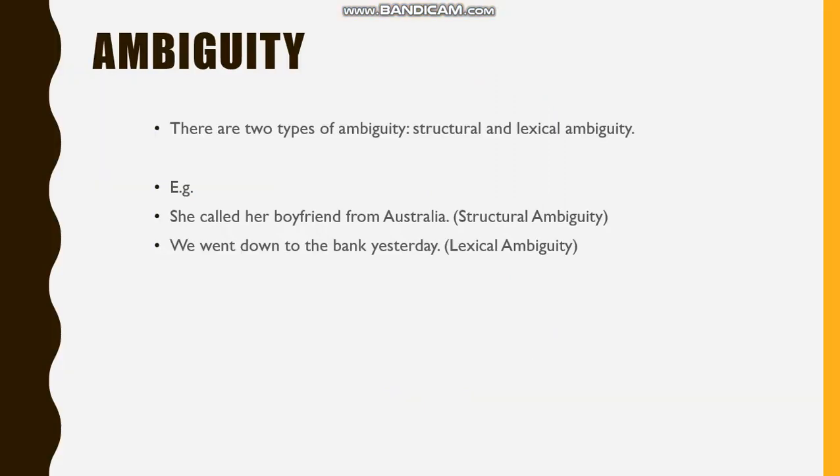When we talk about ambiguity, we have two types: structural ambiguity and lexical ambiguity. Structural ambiguity can be seen in the first sentence, "He called a boyfriend from Australia." Either the first meaning, the boyfriend is Australian, or the second meaning, she is now moving to Australia and her boyfriend is in his country of origin, Indonesia for example, and then she called her boyfriend from Australia. And then another type, lexical ambiguity, means that a word has two definitions.